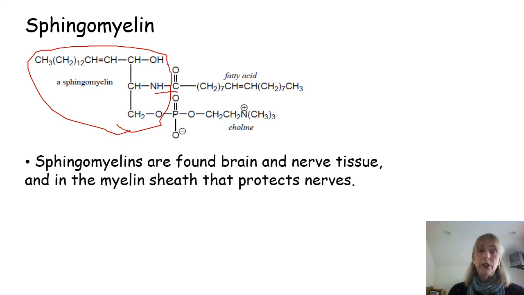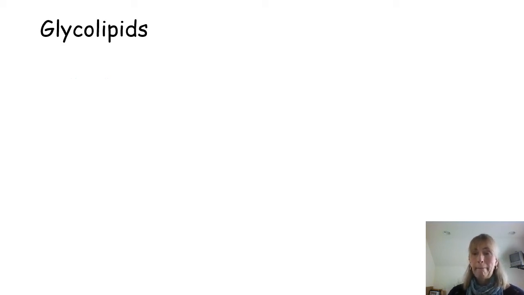Sphingomyelins are found in brain and nerve tissue, and in the myelin sheath. And the myelin sheath, remember, protects the nerves. Alrighty, another type of lipid, the glycolipids. Glyco. Where did we hear that before?